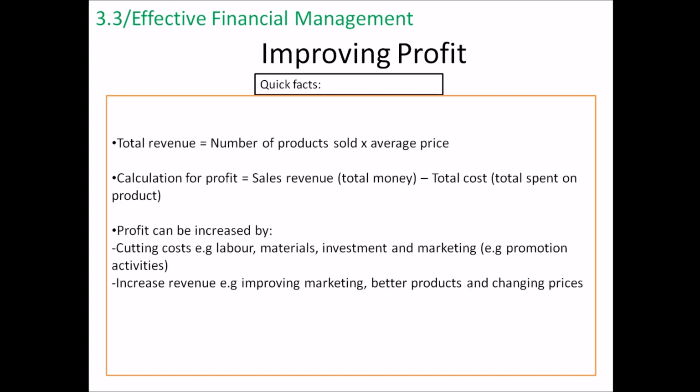Alright, so to improve profit, there's a few factors, but first of all, just a reminder that total revenue equals number of products sold times by the average price. The calculation for profit is the total money minus the total spent on the product. Profit can be increased by two ways. So a business can either cut costs, or they can try and increase revenue to increase the profit.